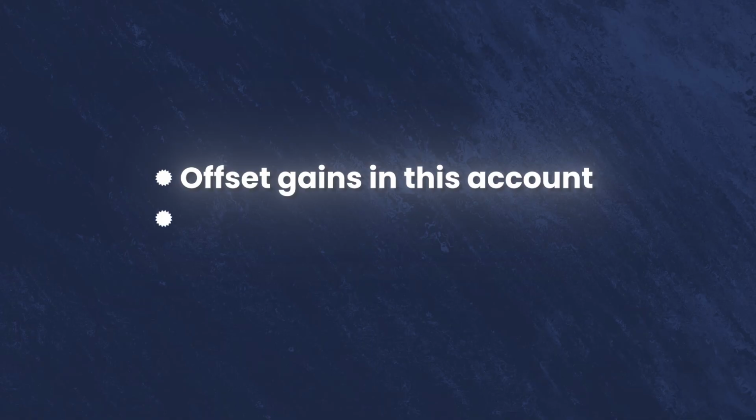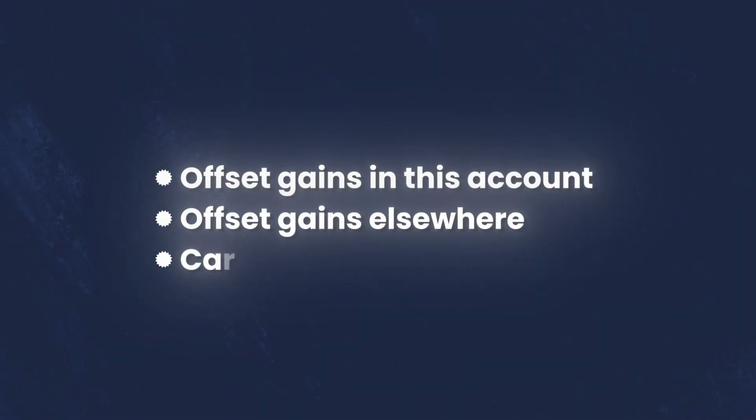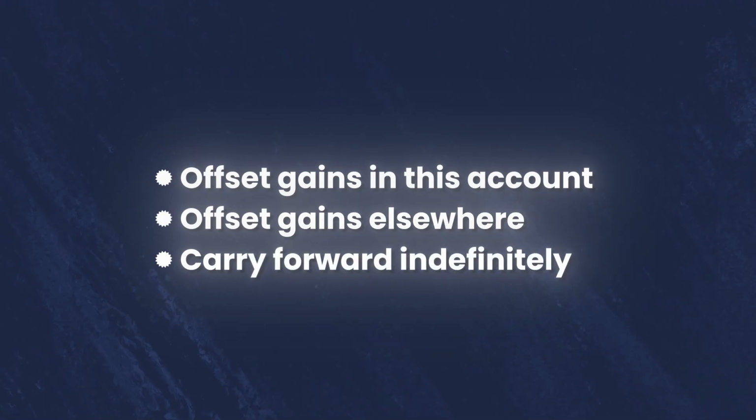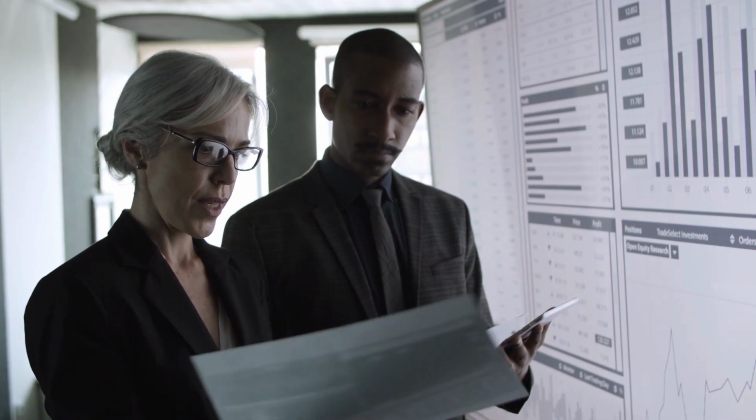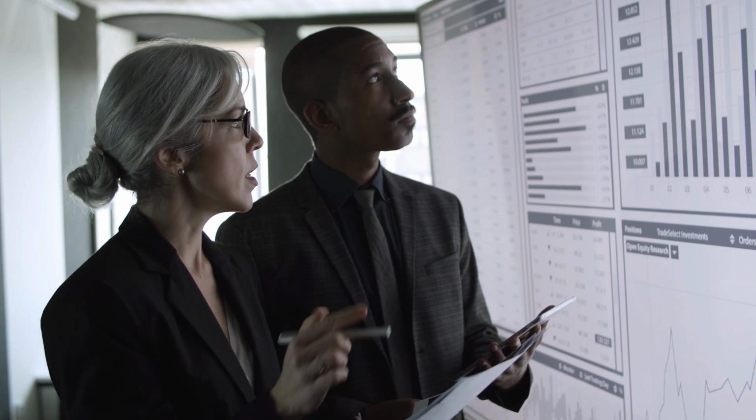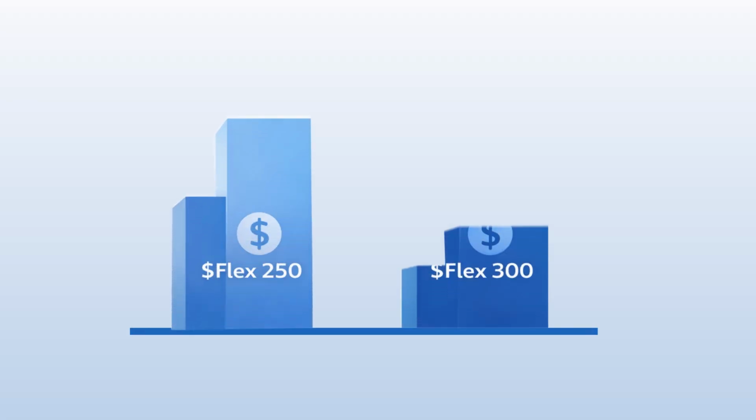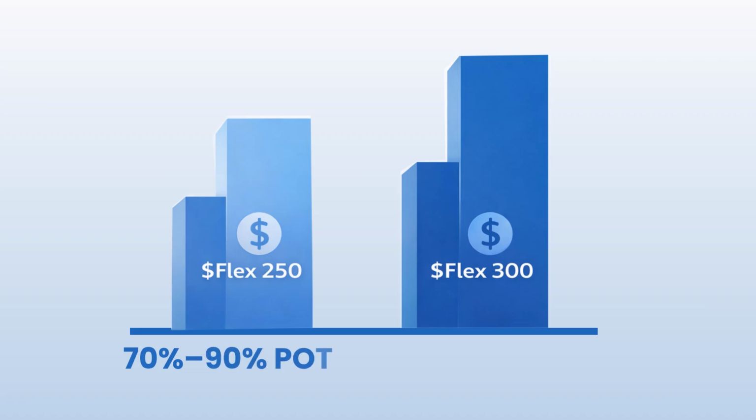Now, these losses are very flexible. They can be used to offset gains inside this account, or to offset gains elsewhere on your tax return, such as selling a business, selling real estate, selling concentrated stock positions, or even selling collectibles. Or if you don't need the losses this year, they can be carried forward indefinitely on your Schedule D. If an investor wants to increase harvesting, the strategy can be adjusted to higher intensity versions, such as the Flex 250 or the Flex 300, where annual harvesting can reach 70 to 90% in the right market conditions.